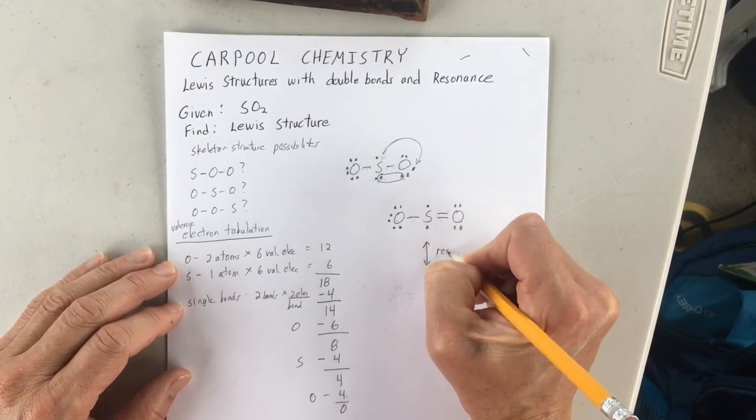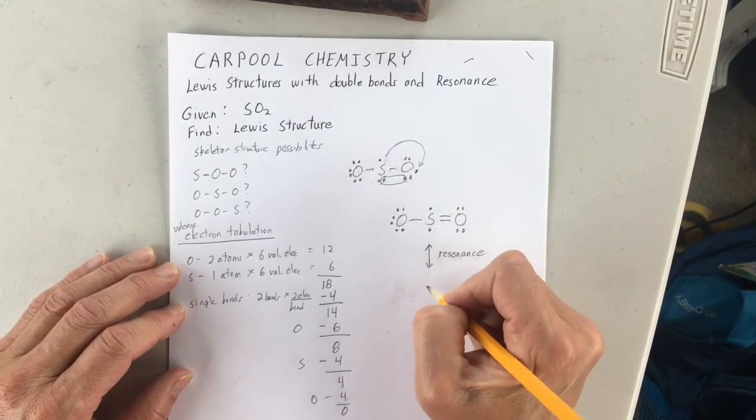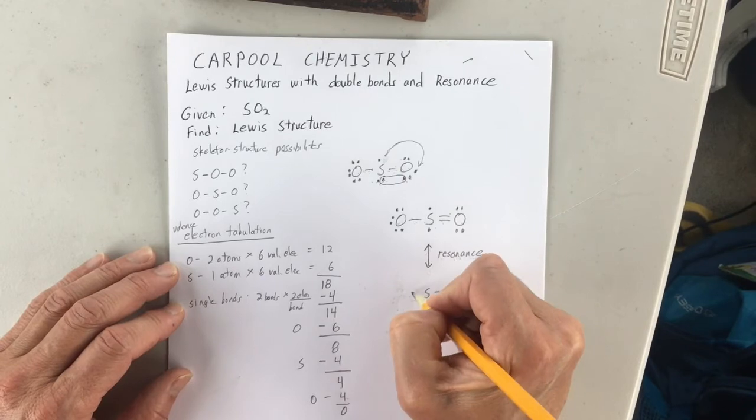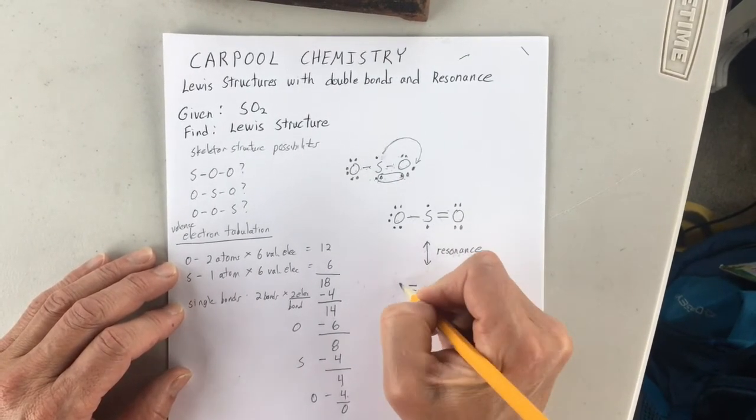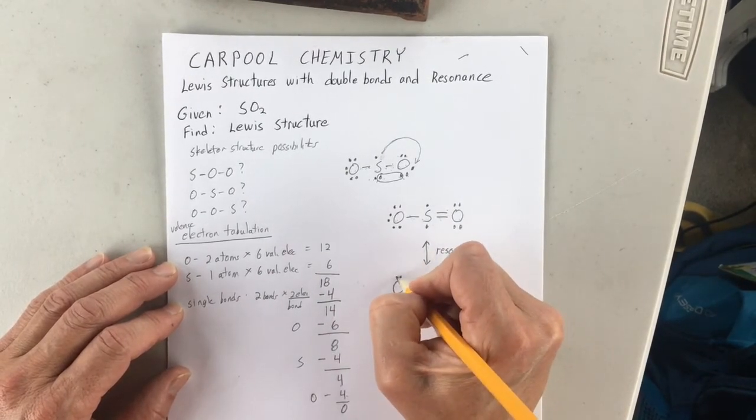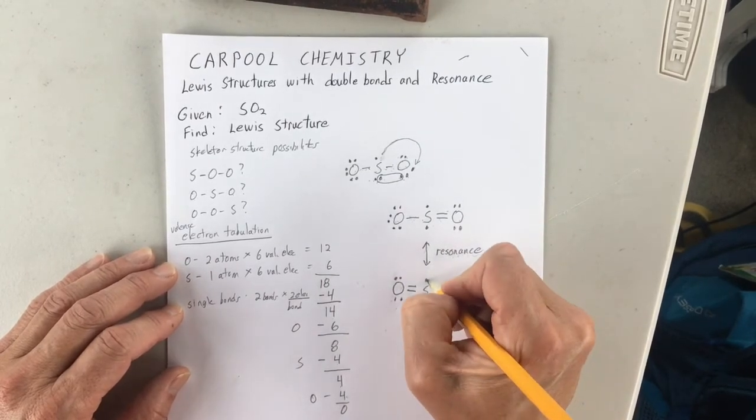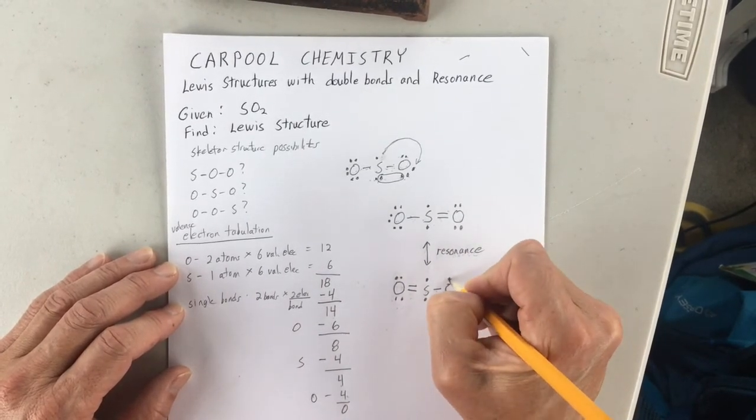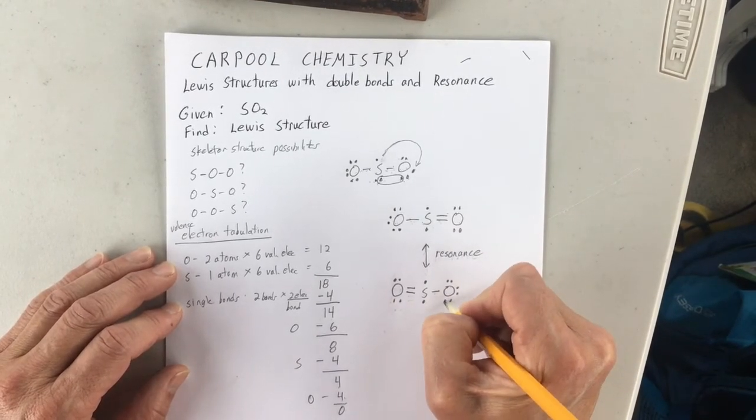To draw a resonance structure, you draw the structure again. Let's draw a double-headed arrow, resonance. And you draw the structure again, but this time, instead of having the double bond on the right oxygen, you have the double bond on the left oxygen. And then you fill in your remaining electrons. 1, 2, 3, 4 for that side, 2 for the sulfur still, and 6 electrons for the right-hand side.